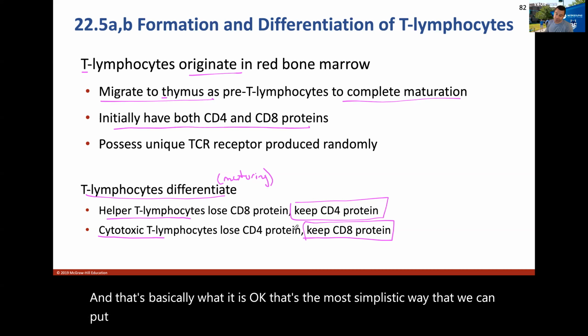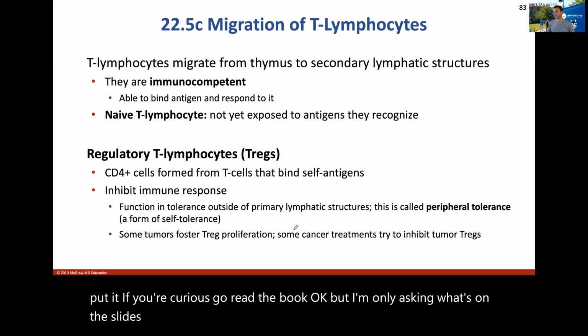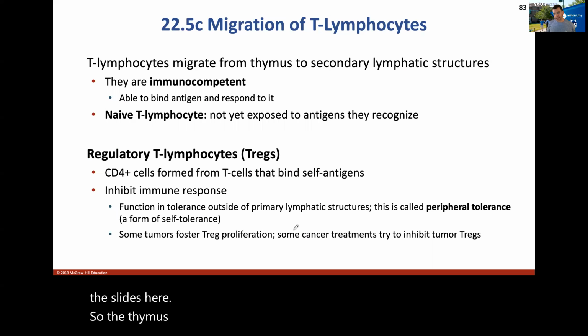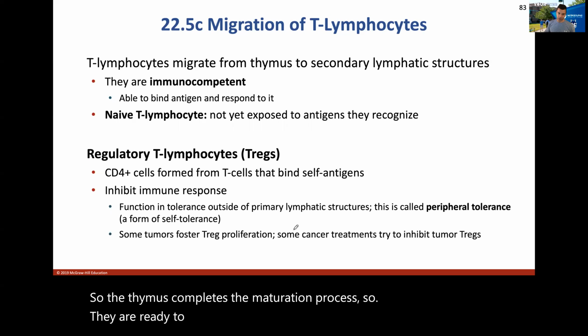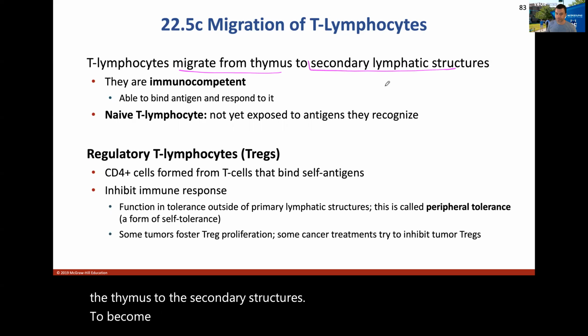If you're curious, go read the book, okay? But I'm only asking what's on the slides here. So the thymus completes the maturation process. So they're ready to go out. Not quite, okay? Remember, they have to migrate from the thymus to the secondary structures to become activated.